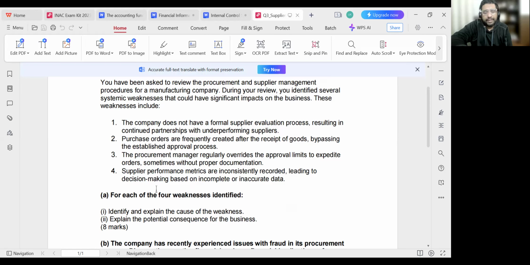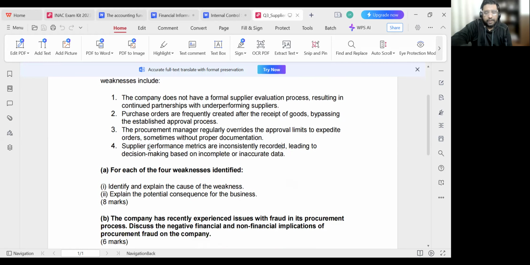We'll talk about it. Second thing is the purchase orders are frequently created after the receipt of goods, bypassing the established approval process. Okay, so purchase orders are only created after you receive the goods. It should have been issued before the goods because first you issue the purchase order and then you do the purchases. Actually, on the basis of purchase orders you order your goods. So what they are doing here is they are just ordering the goods, and once they receive it they just issue a purchase order to fill the file.